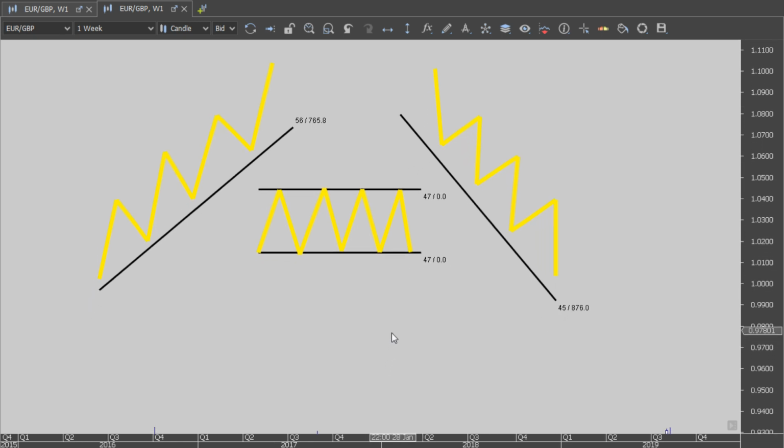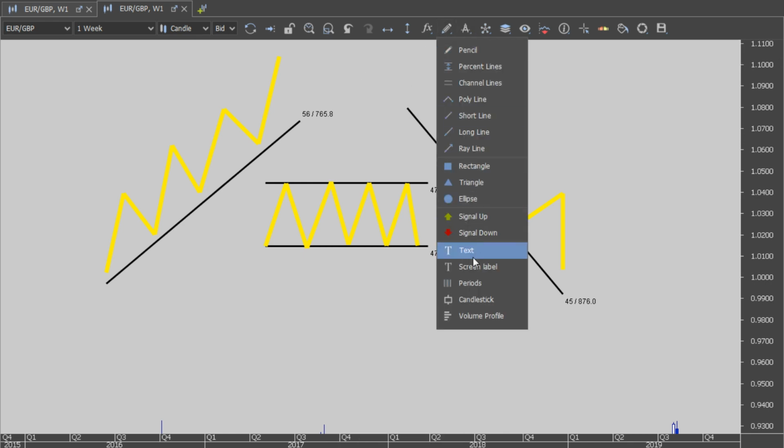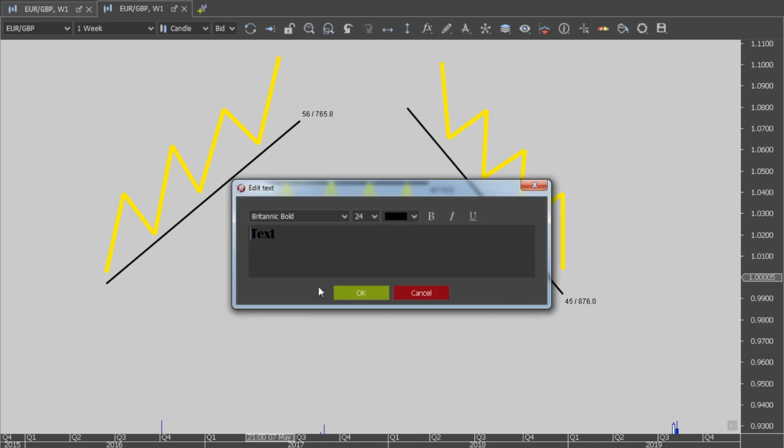Okay. Now, simple indicators. Simple indicators, everybody. Now, you need to learn this before, okay?